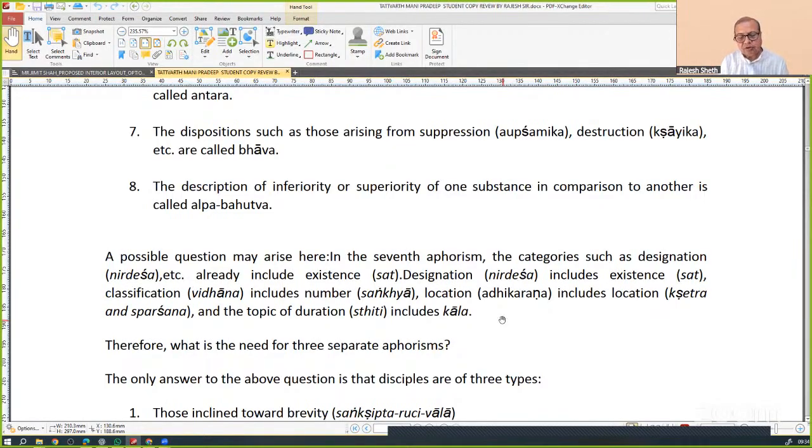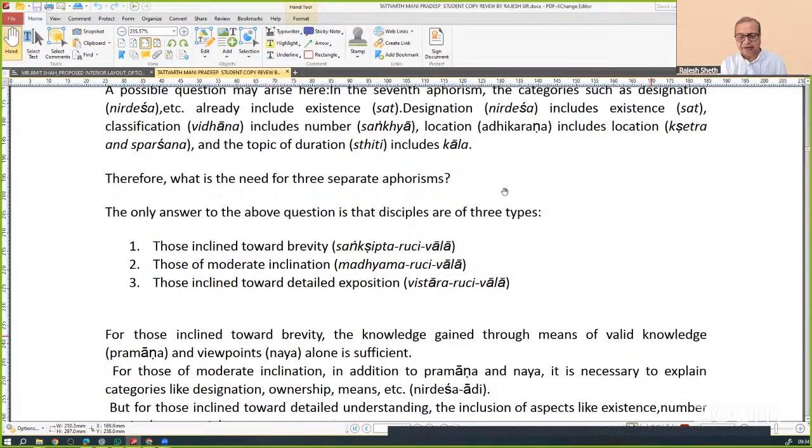So why 3 different solutions? Because the disciples are of 3 categories. Those inclined towards brevity, sankshipt ruchi, with very less intellect and less time, for them sutra number 6 was there. Those of moderate inclination, madhyam ruchi wale, 7th was there. And those inclined toward detailed exposition, vistar ruchi wale, aphorism number 8. So different types of disciples and different types of solutions.